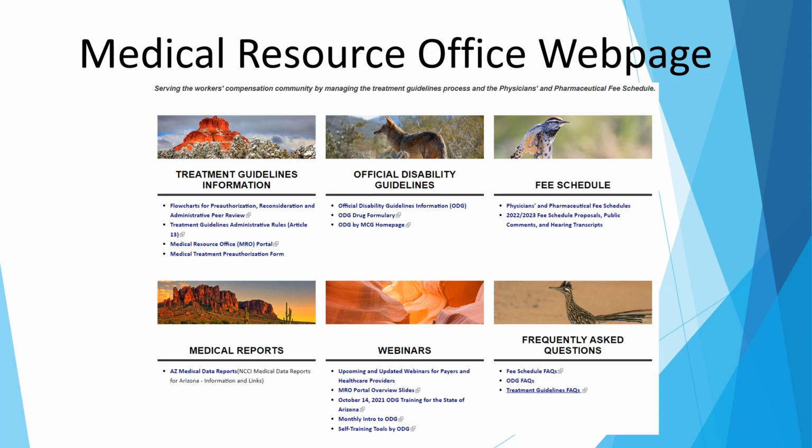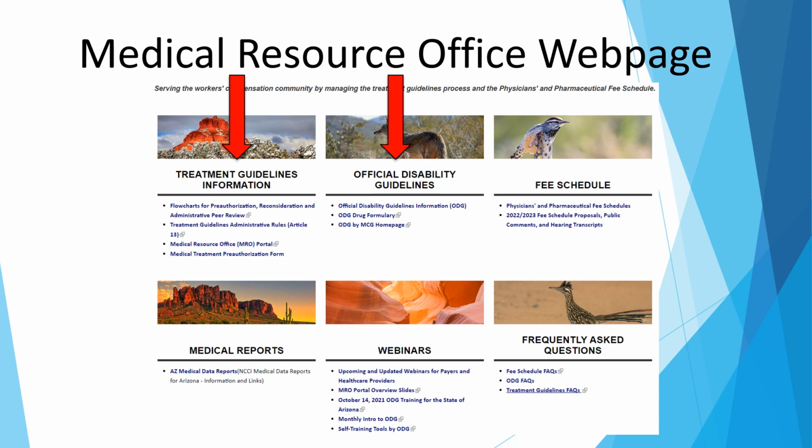So anyways, let's talk about this first column on the right, treatment guidelines and information. In that one, you're going to see links to separate pieces of information, including the actual treatment guidelines, those rules that were established by the commission. There's a link to the Medical Resource Office pre-authorization form, or MRO pre-authorization form. And if you ever need additional instruction, or you forget what needs to happen, you can refer to that page, because it contains all of the instructions for both healthcare providers and payers in terms of the expectations in completing that form.